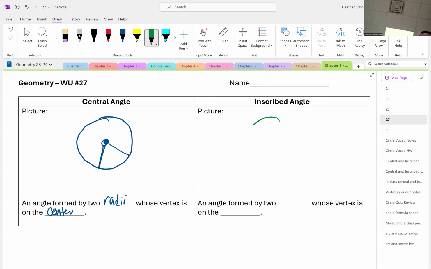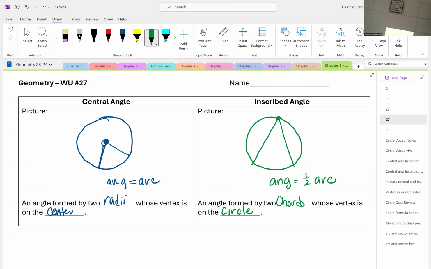Okay, compare that to an inscribed angle. This is inscribed. It's formed by two chords, and its vertex is on the circle. So visually they look different. On a central angle, the angle equals the arc. And on this one, the angle equals 1/2 of the arc.